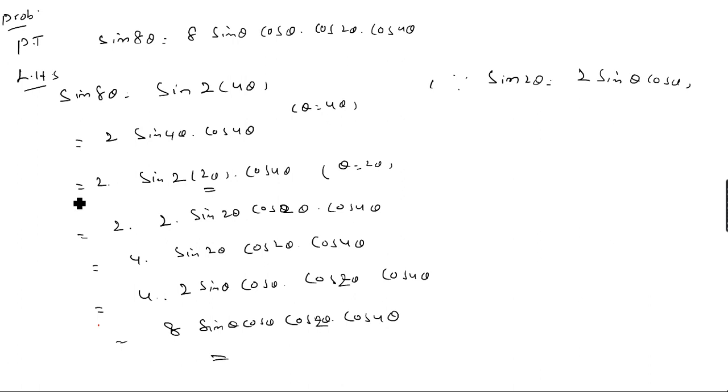Okay, the next problem is: if a plus b equals 45 degrees, then prove that 1 plus tan a into 1 plus tan b is equal to 2.